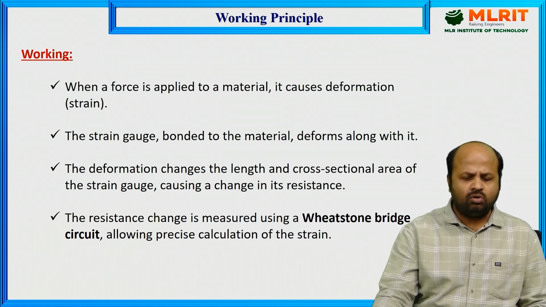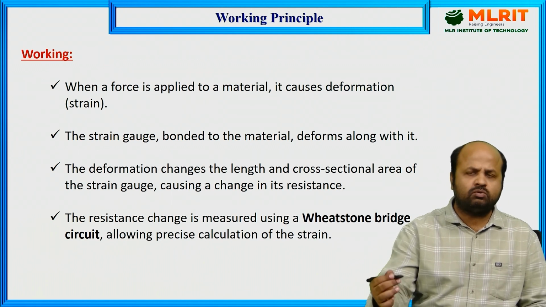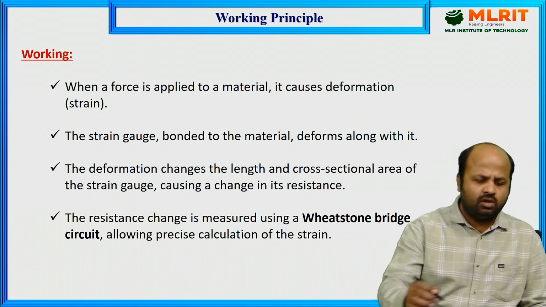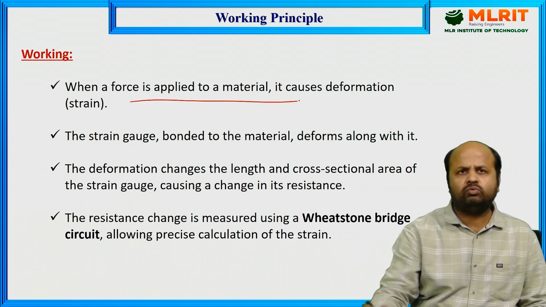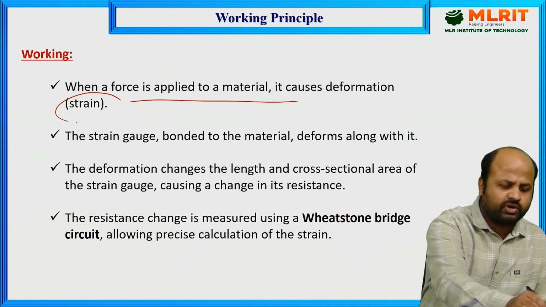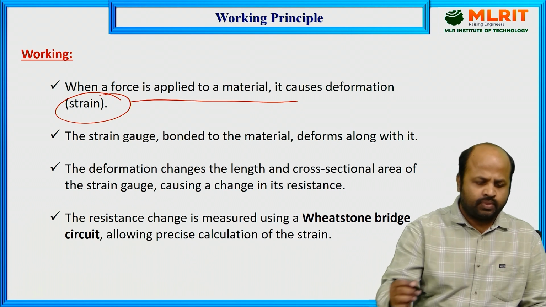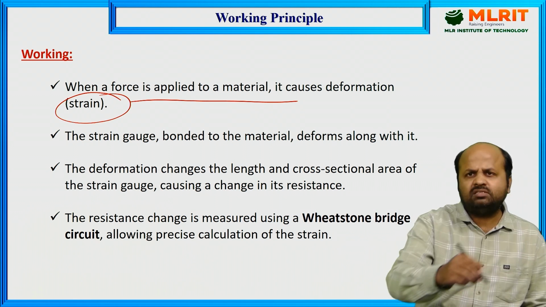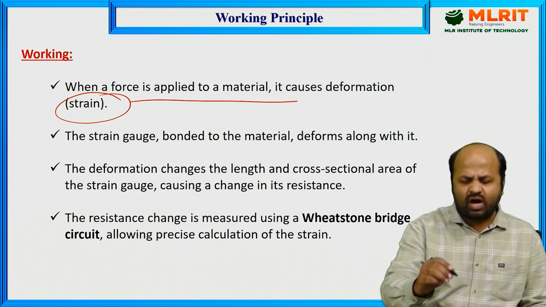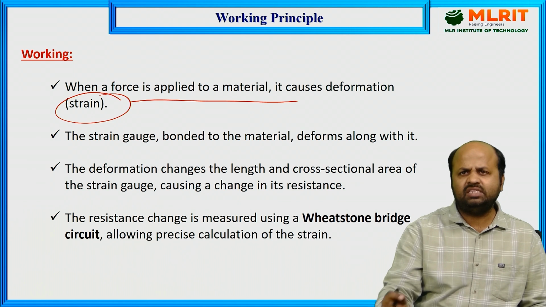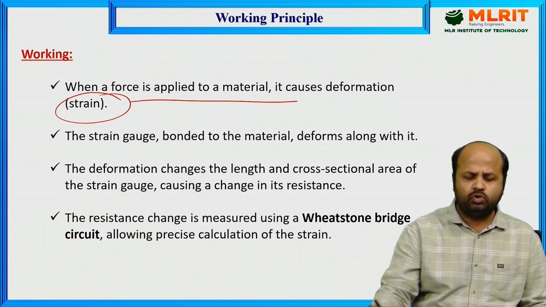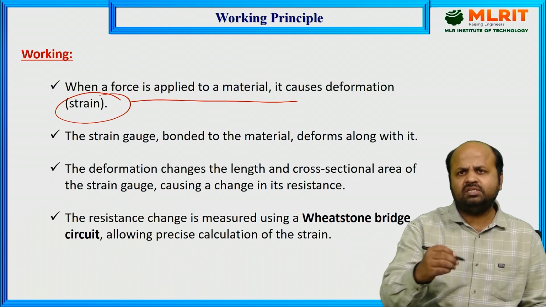Working principle. We will try to understand the working of a strain gauge. Whenever a force is applied to a material, it causes a deformation, which is the strain. So here strain is the deformation of an object caused by the force. Whenever you apply some force on the strain gauge, the wire of the strain gauge gets deformed, due to which there is a change in the resistance.